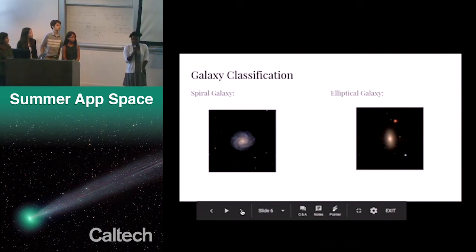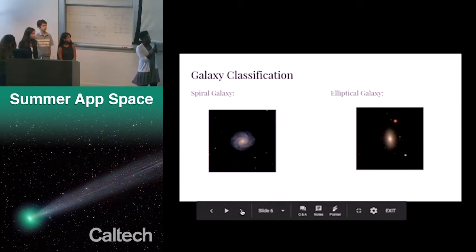So before we could actually tell the computer how to classify galaxies, we ourselves had to figure out how to classify them. So some of the ones we had to classify were spiral galaxies. So notice how there's the arms spiral around this center point. And with an elliptical galaxy, it's kind of shaped like a football, and it's just one color. And when you look at a spiral galaxy, there's like purple and bluish tints.